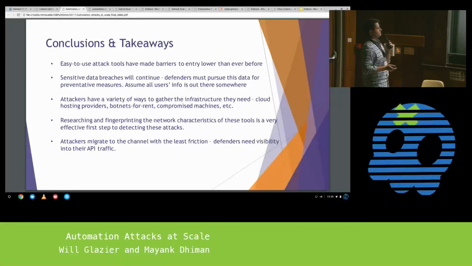And then the final conclusion is that attackers will migrate to whatever channel has the least friction, and APIs are vulnerable, and network admins obviously need visibility there as well.